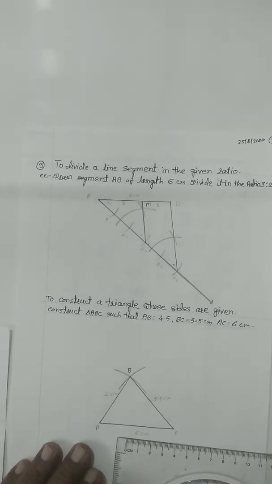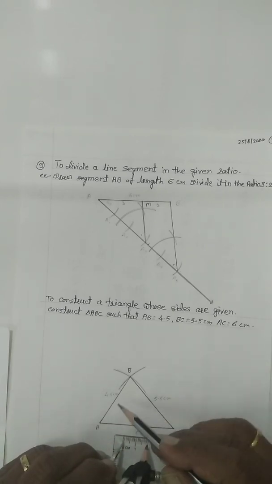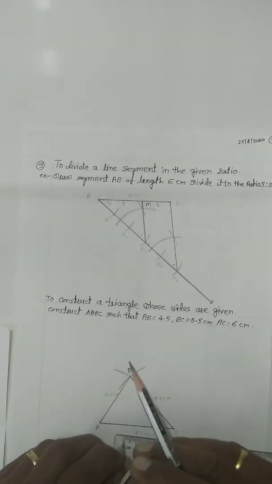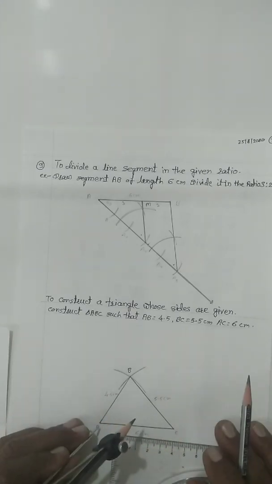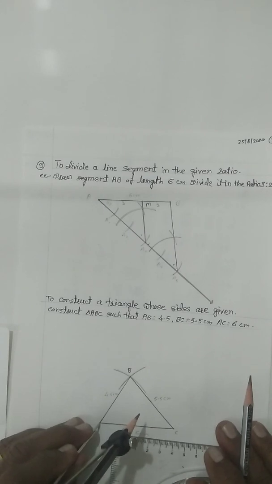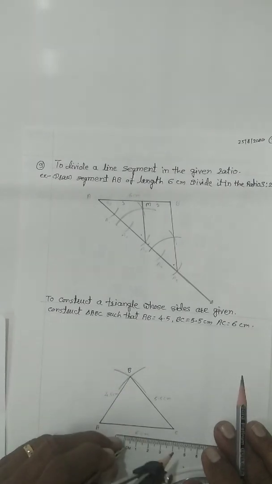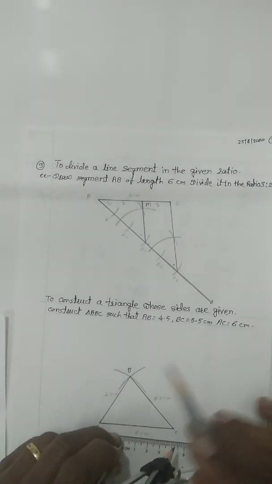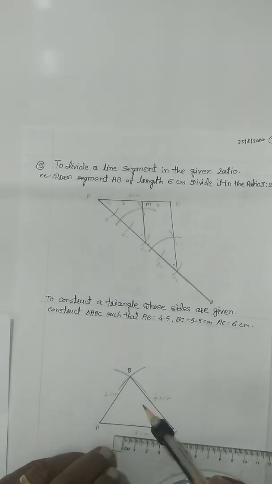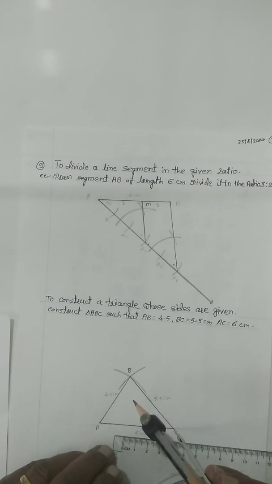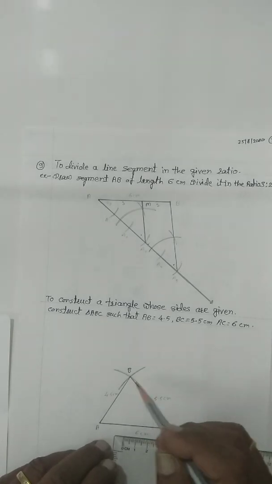Then take a distance between the two terminals of the compass of 4.5 centimeter, that is the AB, and put one terminal at point A and draw the arc. Then take a distance 5.5 centimeter, that is the BC. Put one terminal at the point C and draw the arc. The previous arc and this arc intersect at point B.